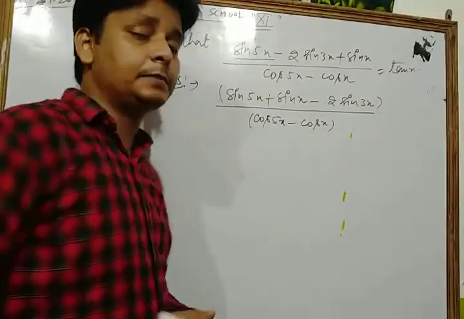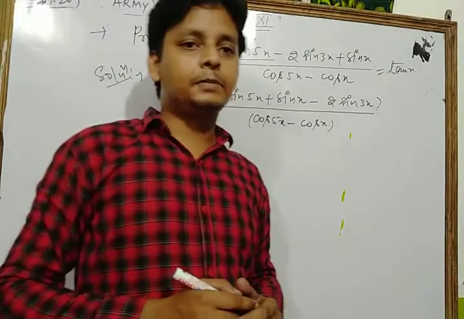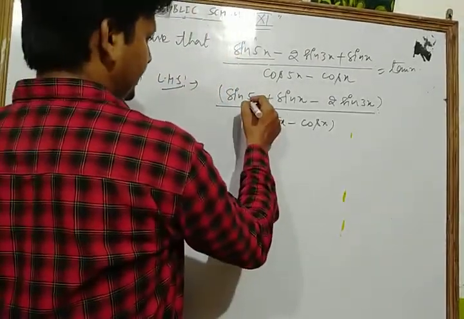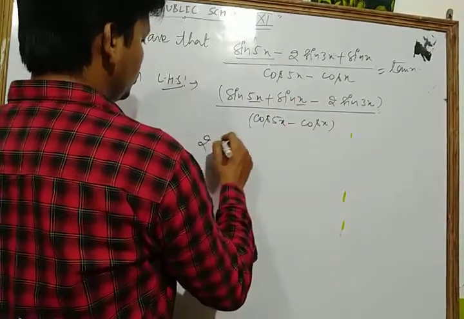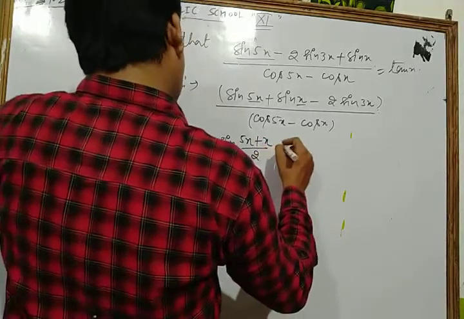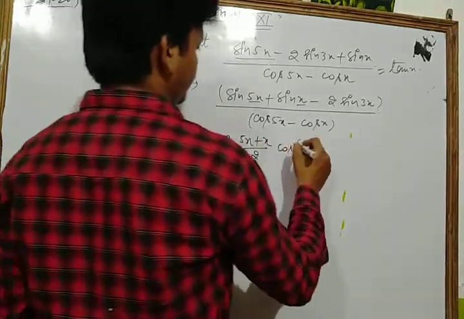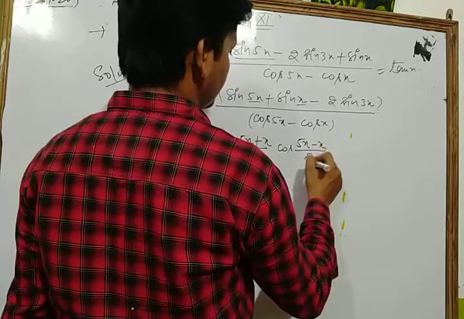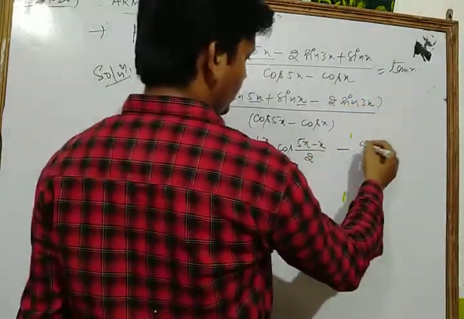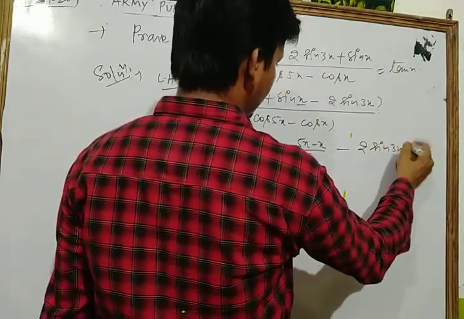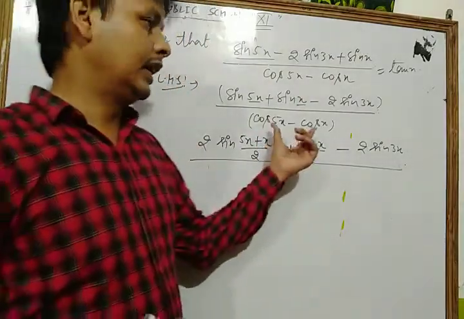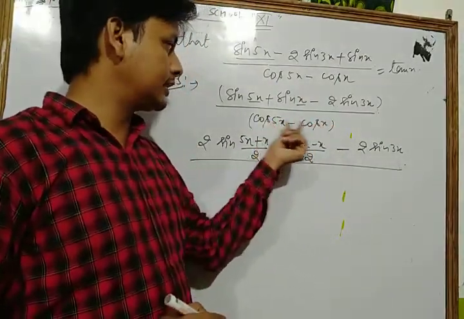Let's see what the formula of sin c plus sin d is: 2 sin (c plus d) by 2 into cos (c minus d) by 2. If we apply the formula sin c plus sin d, that is 2 sin (c plus d) by 2 into cos (c minus d) by 2, and we write minus 2 sin 3x as it is. Upon, in the denominator we apply the formula cos c minus cos d.